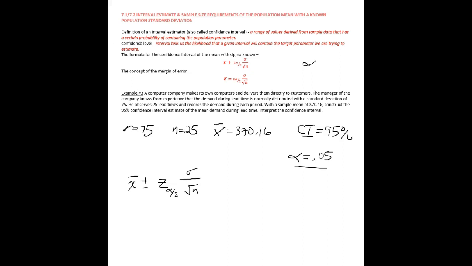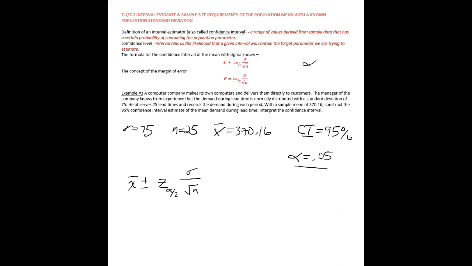Okay, so we have n, right? N is 25, so we have that. We have sigma, that's given to us in the problem, that's 75. We have x bar, that's given to us in the problem, that's 370.16. And now, the last thing that we have to find out is z alpha half. Okay, so we determine, because we're looking for a 95% confidence interval, that our alpha is 0.05. Our alpha is just 1 minus the size of the confidence interval. Okay, so it's just the area outside of our confidence interval.